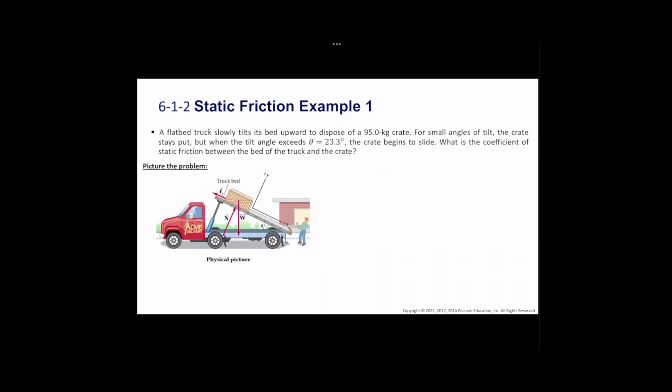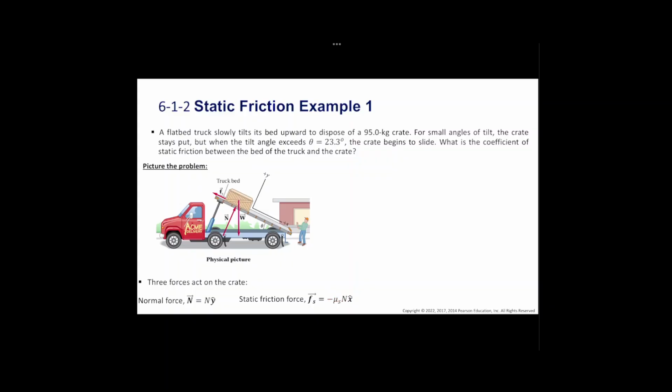First we align our coordinate system with the incline. The x direction is along the incline, and the y direction is positive and perpendicular to the surface. There are three forces acting on the crate: normal force, weight, and static friction. The normal force is always perpendicular to the surface, therefore on an inclined surface it is in the positive y direction. The static friction force Fs is always opposed to the direction of motion, therefore it is in the negative x direction, and the static friction coefficient is mu s.